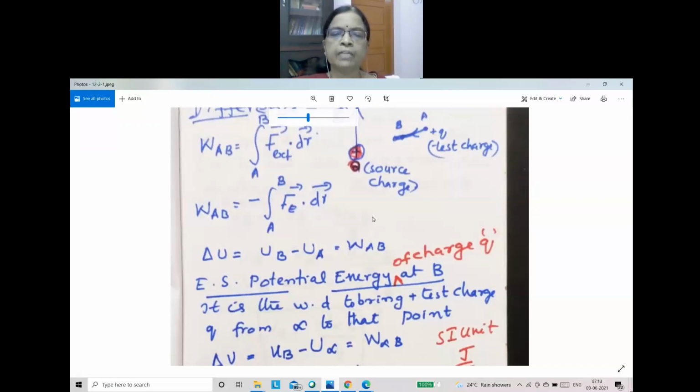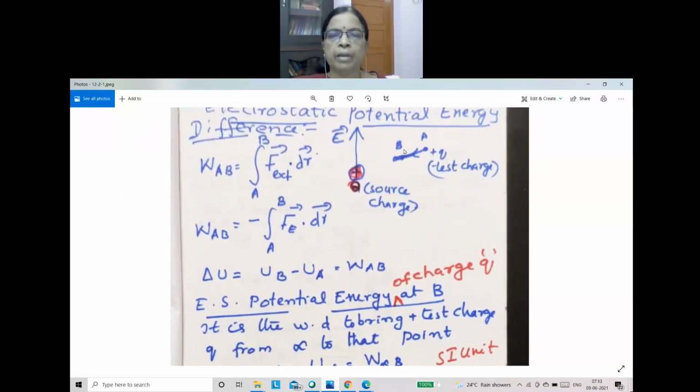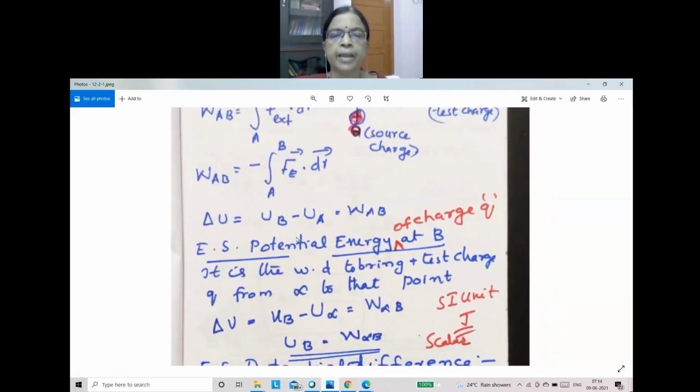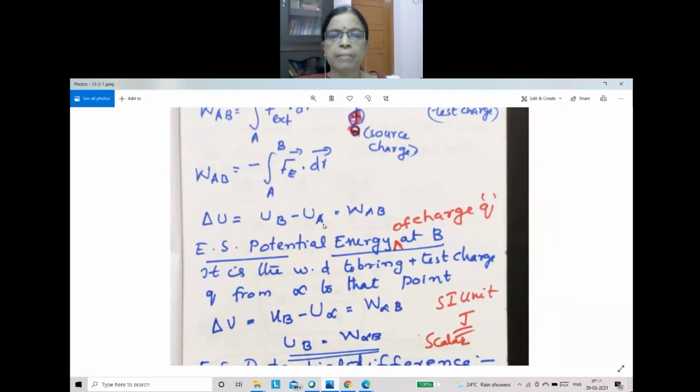For that, we have to bring the charge from infinity to that point, not from A to B. A to B will give the potential energy difference between A and B. Suppose we want to find the potential energy at B, we have to bring the charge from infinity to that point. So in this expression, in the place of A, you have to give infinity. So potential energy at B, how will you write the expression?